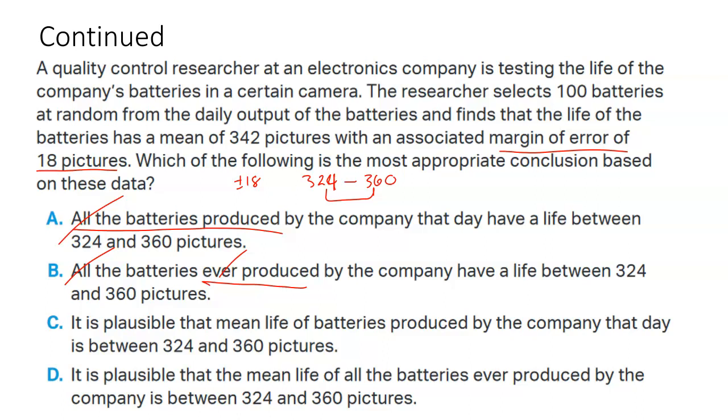Is it plausible that the mean life produced by the company that day is between? Yeah, it's definitely plausible that the batteries produced that day could be between those two numbers. Is it plausible the mean life of all the batteries ever produced? No, not ever. So we're going to go with answer C.